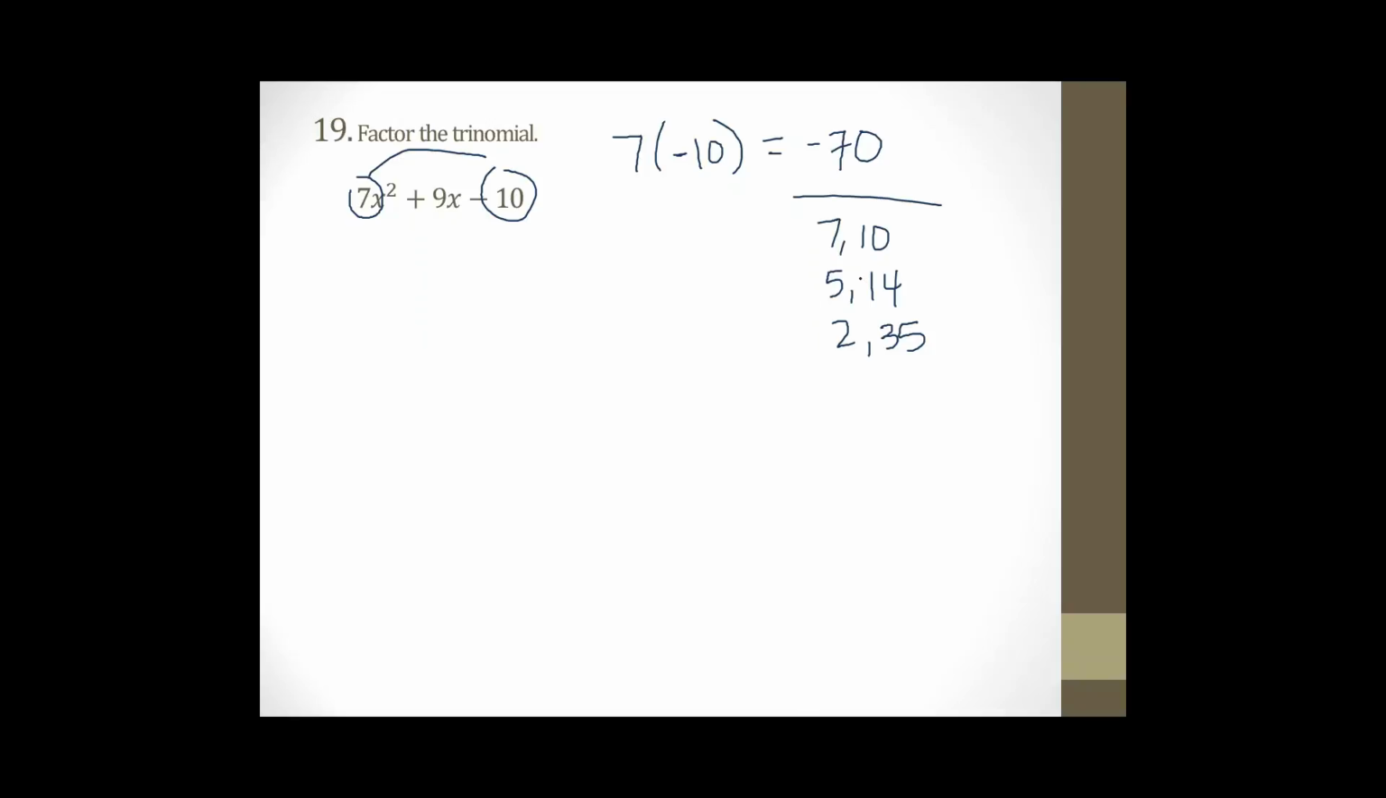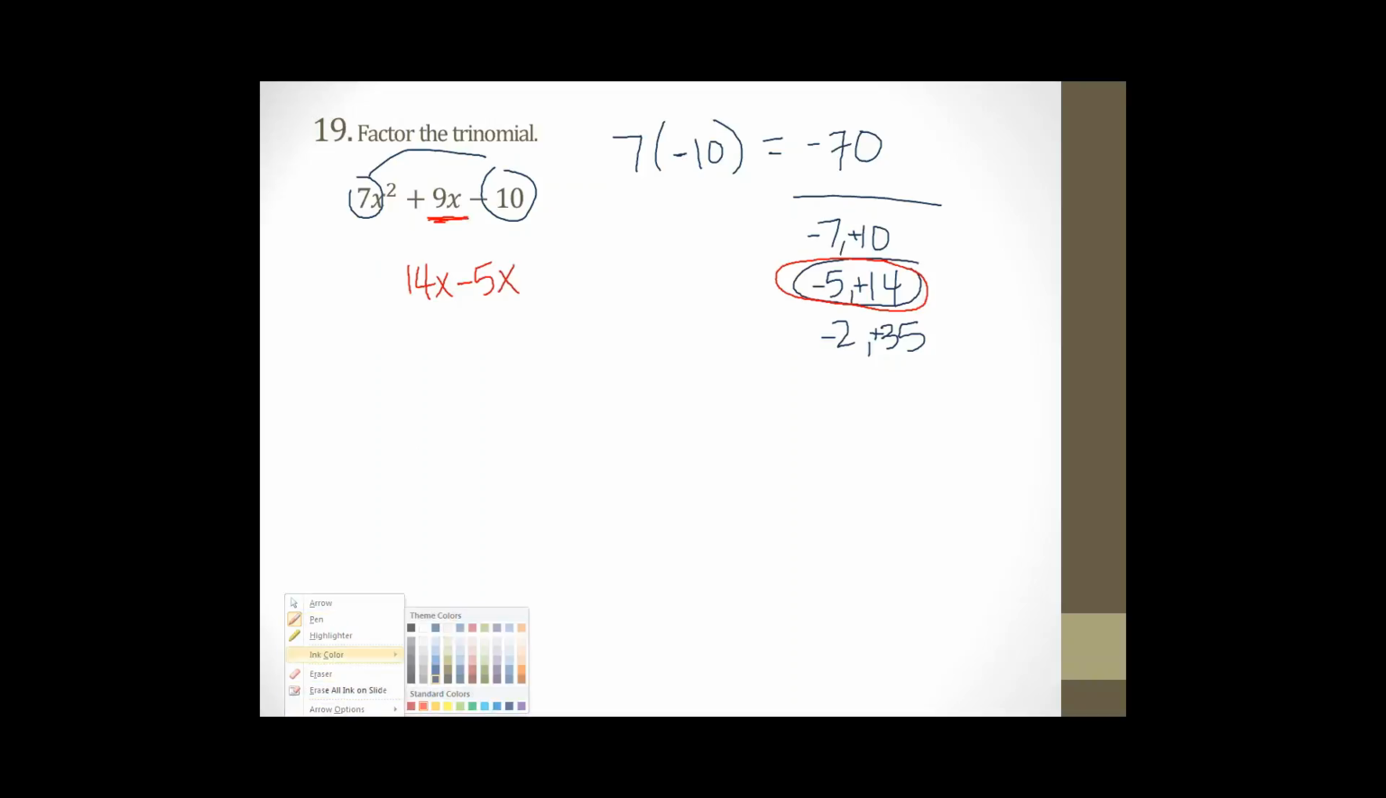So I'm going to set it up like this. I'm going to use grouping to factor this, so I'm going to rewrite 9x using my negative 5 and 14. It doesn't really matter how we set up. I'm going to write 14x minus 5x, which equals 9x. So all I did was rewrite 9x using 14 and the negative 5. Okay, so now I'm going to bring down everything else: 7x squared and the minus 10.